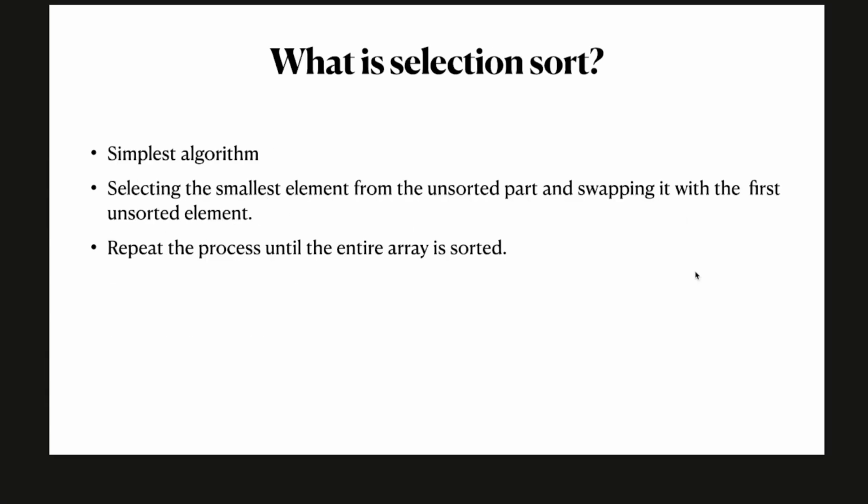What is selection sort? Selection sort is one of the simplest sorting algorithms. In this algorithm, we will take an unsorted array of integers. From that, we will select the smallest element from the unsorted part, either from the beginning or from the ending, and swap it with the first unsorted element so that by the end of this pass, we will place an element at a sorted position. We will repeat this process until the array is sorted.